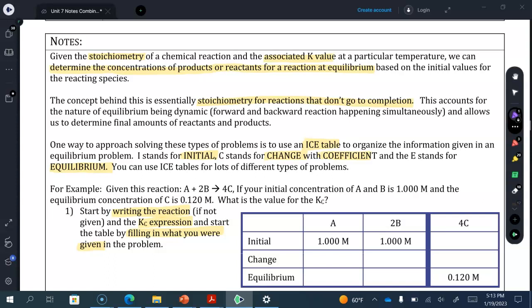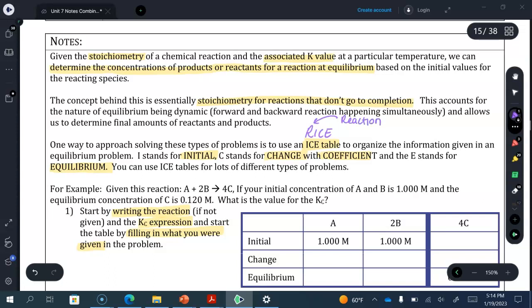So one way to approach these types of problems is to use an ICE table. You may also see a RICE table, where R actually stands for reaction, because as we will see, the reaction is needed in this. So ICE or RICE, either one's fine. Use an ICE table to organize the information in an equilibrium problem, where the I stands for initial, C stands for change with the coefficient, and E stands for equilibrium.